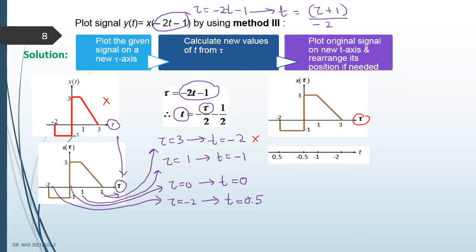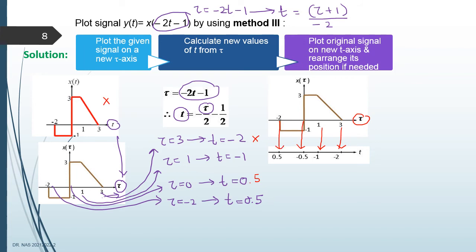When tau equals 3, your new t equals -2. When tau equals 1, new t is -1. When tau equals 0, you get it. Okay, so here is 0.5, minus 0.5. Please check this calculation. Negative 0.5. When you have tau equal to -2, it is 0.5.